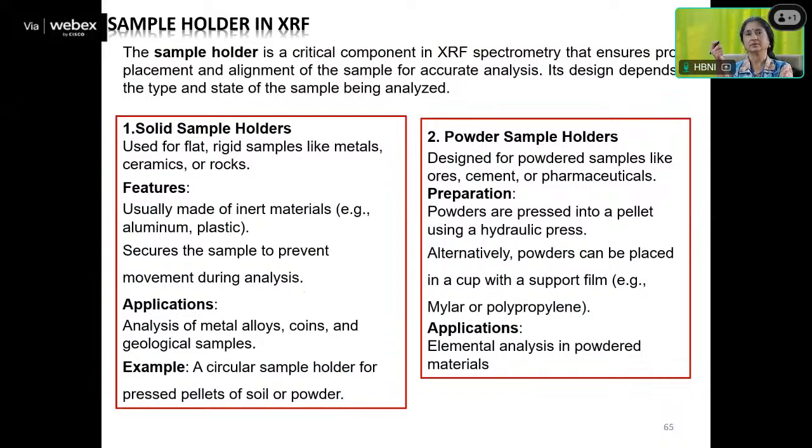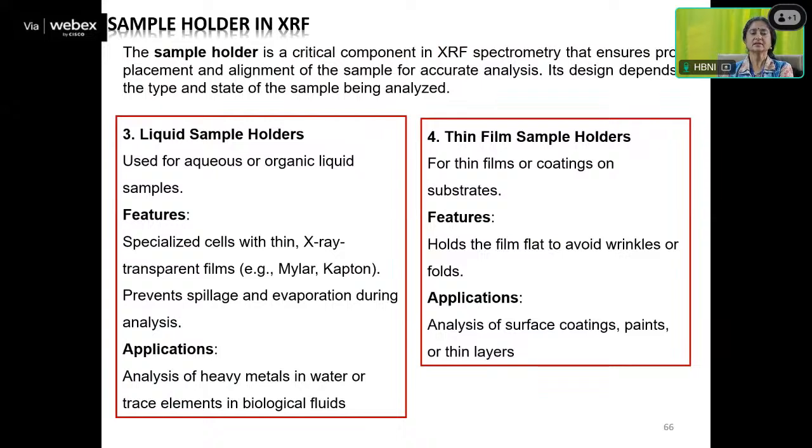So now the design for powder samples like ores, cements or pharmaceuticals: the powders are pressed into a pellet using a hydraulic press, or alternatively powders can be placed in a cup with a support film like either Mylar or polypropylene. Film is used because it is transparent to these X-rays. Now, the application is elemental analysis in powder material. You can do this. Now, the third one is the liquid sample holder.